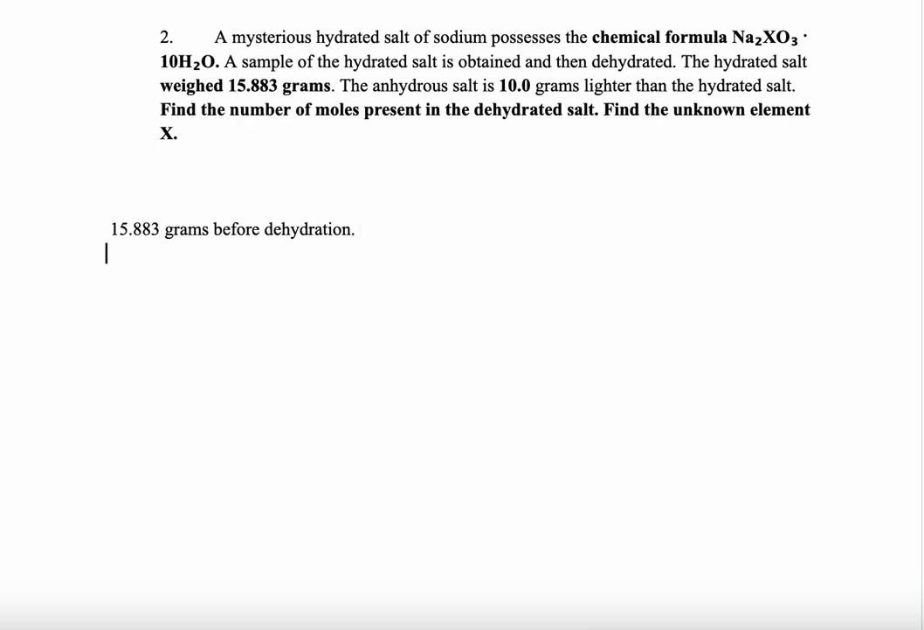So after dehydration, basically, 15.883 minus 10.0, let's add some more significant figures here, equals 5.883 grams of anhydrous salt. So this is the dehydrated salt. So essentially what we have now is we've driven off all the water. It's amounted to essentially 10 grams. We know now that the water is 10 grams.